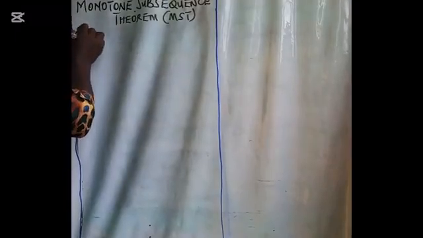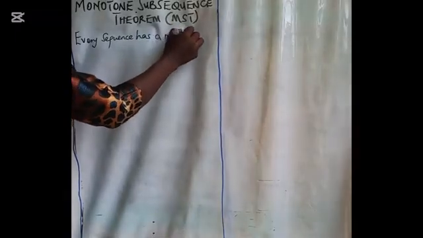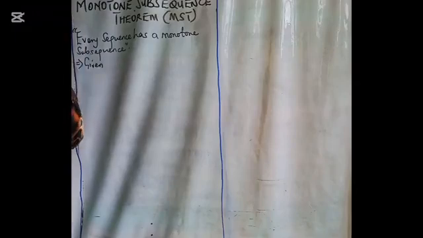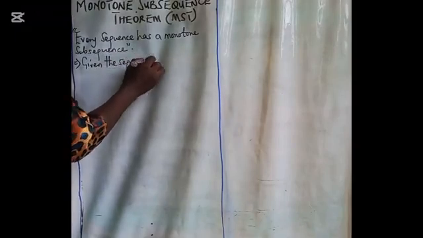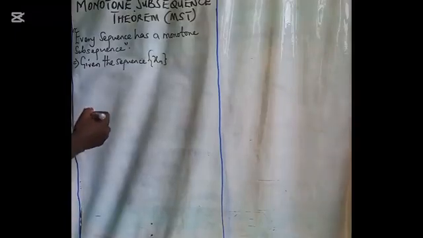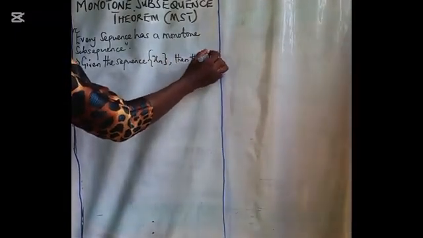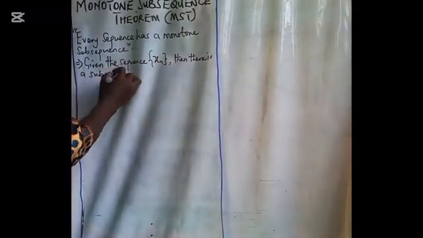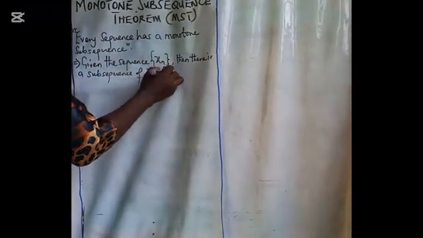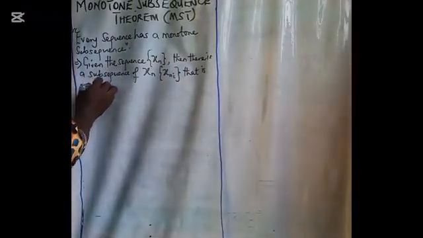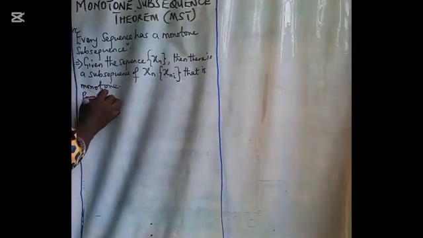In today's class, we'll be proving the monotone subsequence theorem. The theorem says that every sequence has a monotone subsequence. That implies that given the sequence x sub n, then there is a subsequence of x sub n, which you can call x sub n_i, that is monotone. So we start the proving.